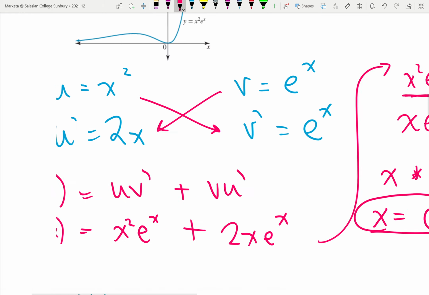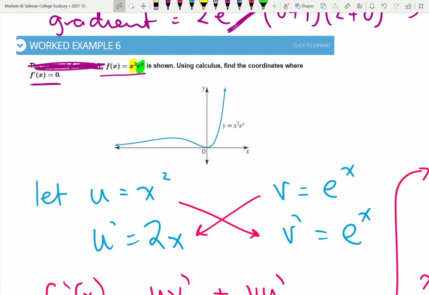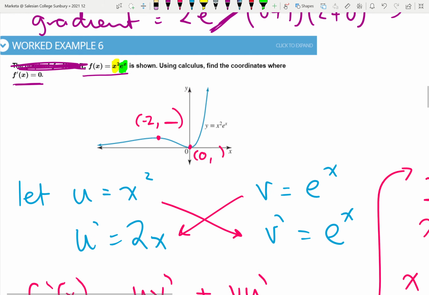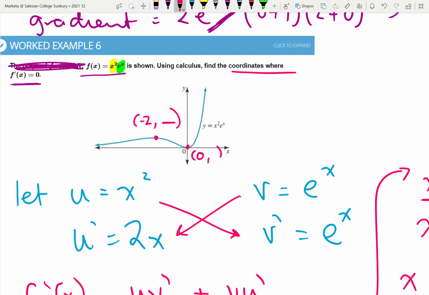And if we look back at the graph there, this makes sense. Here's (0, 0), and then the other one, somewhere here, at negative 2, and there's some value there. So actually, I shouldn't just assume it's 0. I can kind of see it is, but we'll do the maths to show it. So we know that when x is negative 2 or 0, the gradient is 0. We want to find the coordinates, so we need the y value. So we sub it into f(x) to find the corresponding y values.